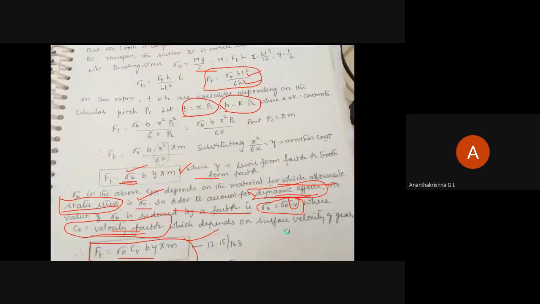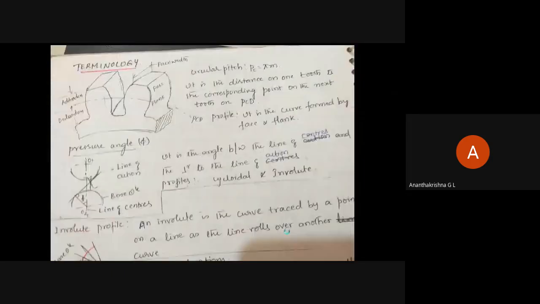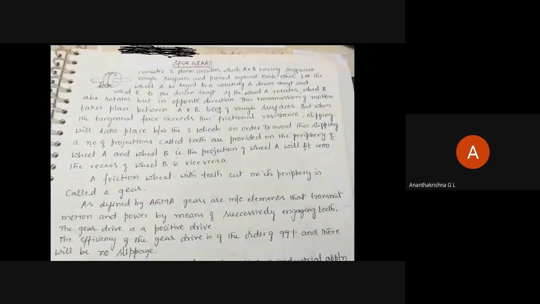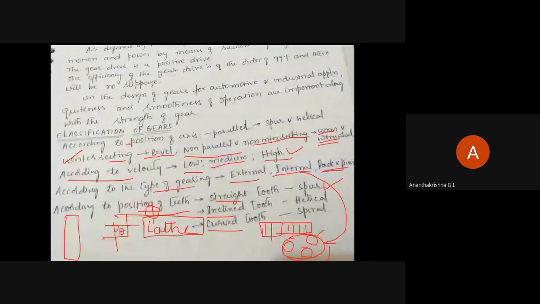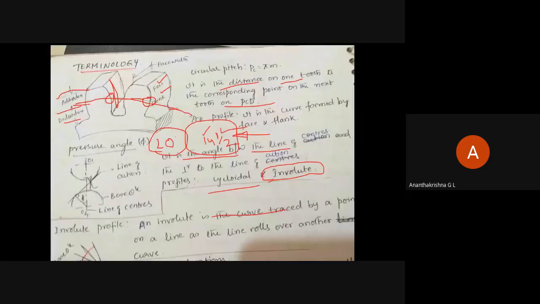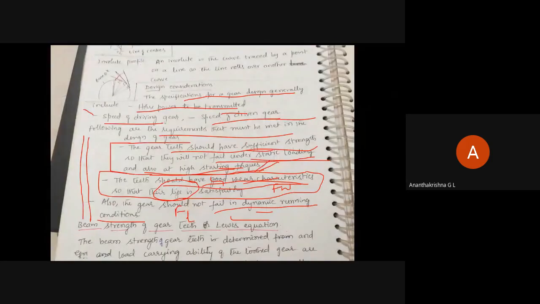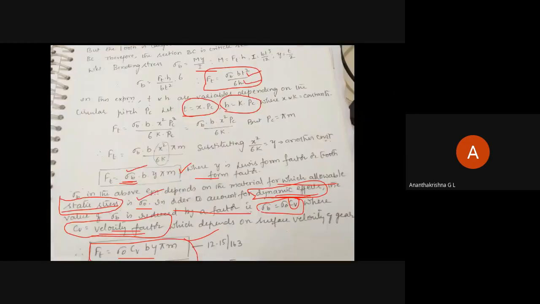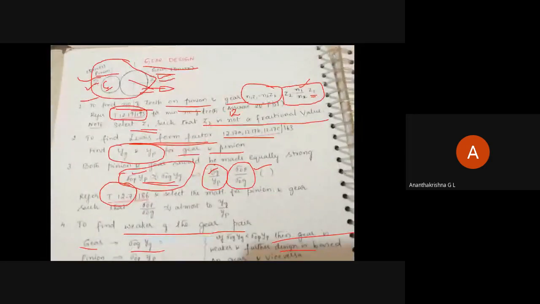So what all the things that we learned: there was a revision done. We learned about what a gear is, how a gear came into effect, what the classification of gears is. Then we learned about various gears. We saw various gears. Then we learned about terminology of the gears, the considerations and design requirements of the gear, the Lewis equation derivation, and then the gear design procedure.